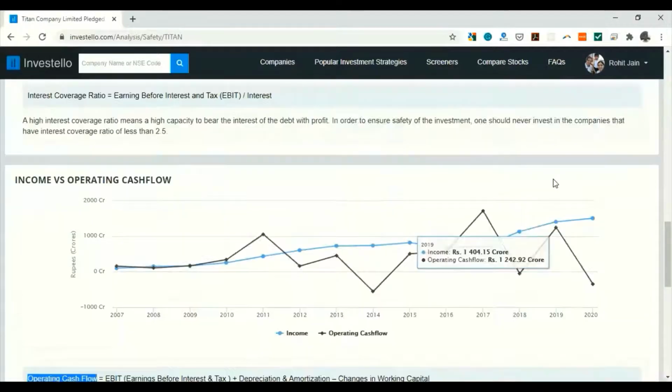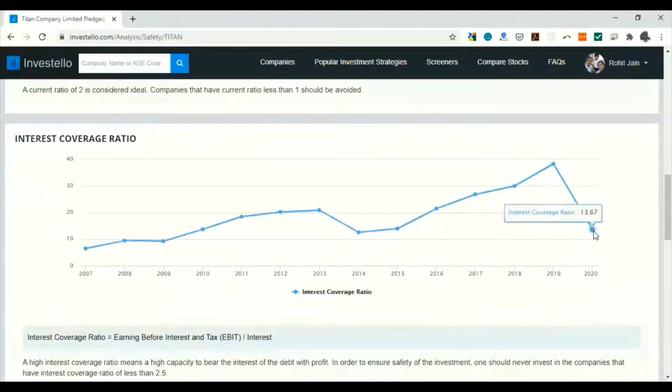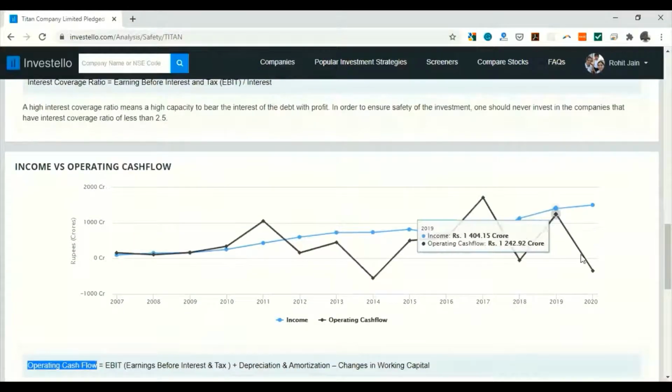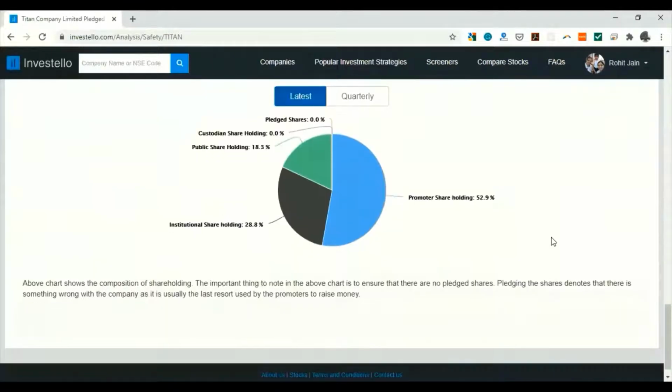So this gives us the increasing debt, and the interest coverage ratio coming up to 13.67, and this negative operating cash flow, this diverging operating cash flow is definitely a red flag.